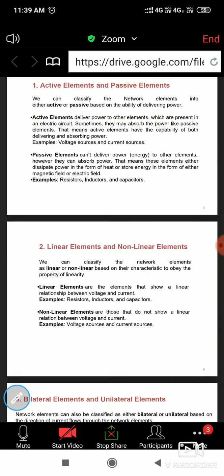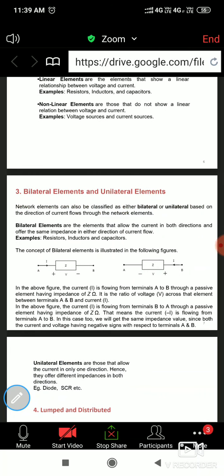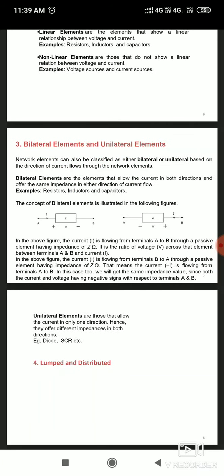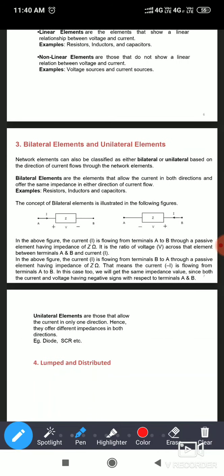Okay, now the next point: bilateral elements and unilateral elements. First of all we will see bilateral elements. Now I have shown a resistor below. If you are passing current through this resistor, voltage V will be dropped. I will be the current and voltage V. Now I have shown the direction of I here, and the voltage drop according to the current direction. This is plus, this is minus. Now voltage will be V is equal to I into R.